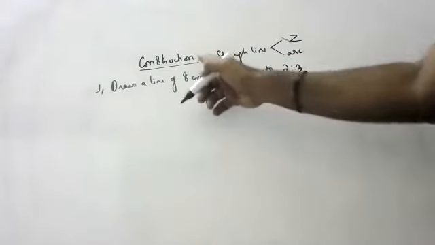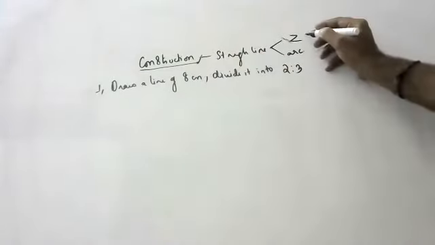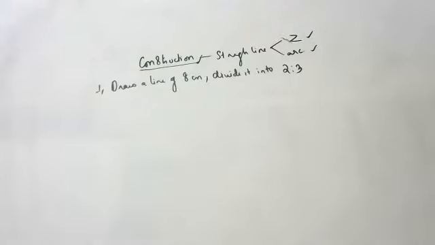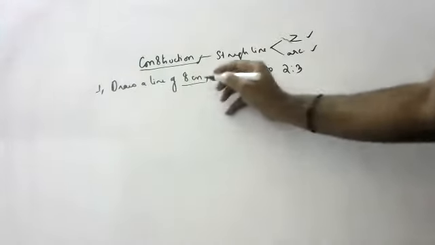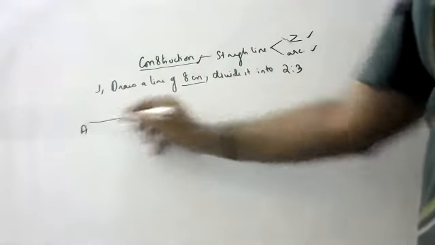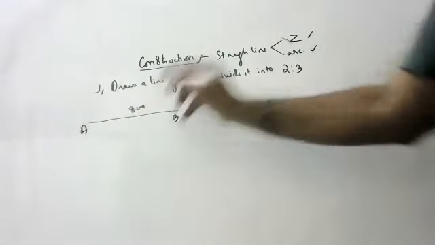Okay, children, now we will learn the constructions of a straight line in two methods. One is Z method and the other one is arc method. So the question is: draw a line of 8 centimeters, divide it in 2:3 ratio. First you draw a line AB which is 8 centimeters in size.